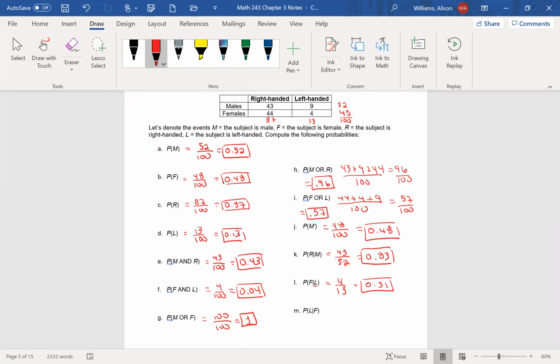Okay, now this is the opposite of part L. So now instead of limiting ourselves to left-handed people, we're going to limit ourselves to the females. So we're looking at the group of females here, and we're saying how many of those females are left-handed. So out of the females, which are the 48, 4 are left-handed. So this is 4 now out of 48. So now we're looking at the entire group of females. And that is going to be 0.08 if I'm just staying consistent and rounding to 2 decimal places.